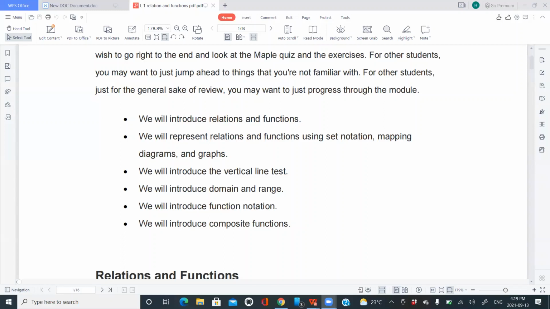Now I'm going to share the screen. So this is your lesson 1. It's just, you can say, a review of your grade 11 functions. So here we will have a little bit of review about relations and functions.